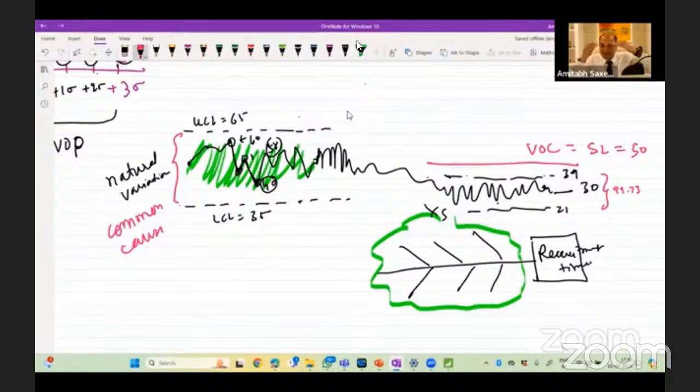Your control limits have changed. Earlier, our control limits were 35 to 65. Now your control limits have changed to 21 to 39. You have changed the system. And that is what a green belt or black belt does. It changes the DNA of the process by doing root cause analysis. And that's what we are learning.